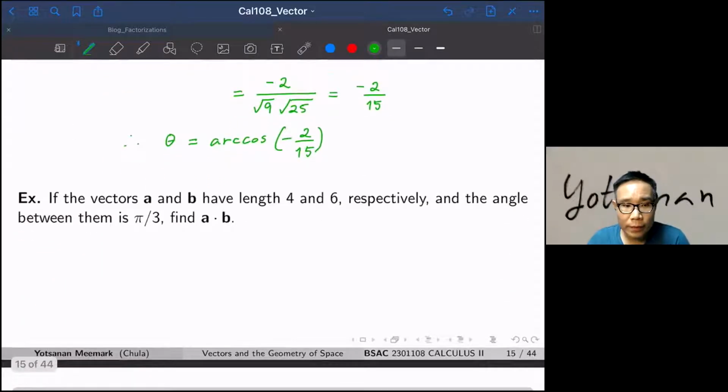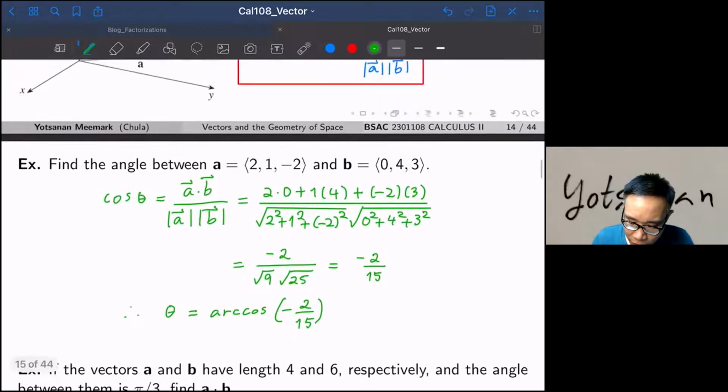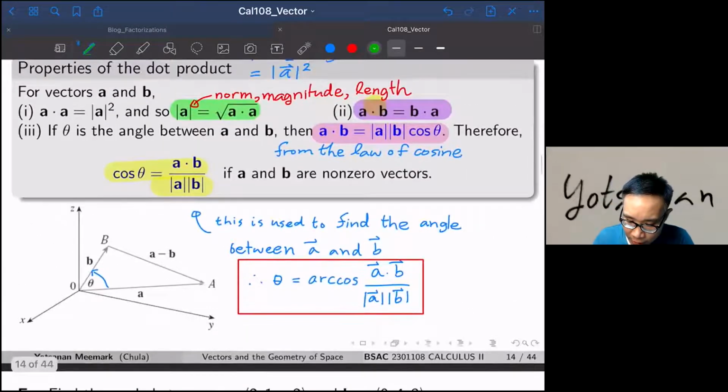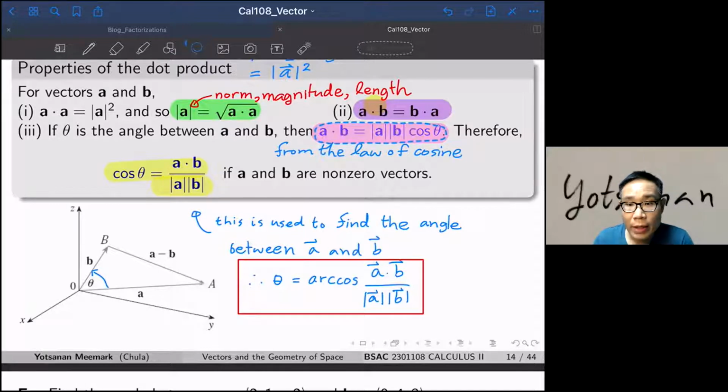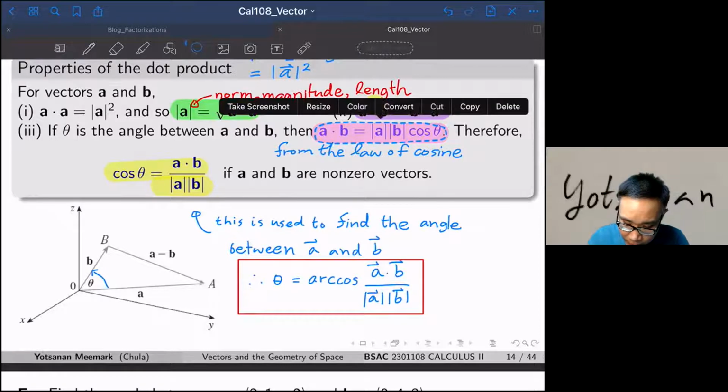The next question asks: if the vector A and the vector B have lengths 4 and 6 respectively, and the angle between them is pi over 3, find A dot B. So we shall apply the formula A dot B equals norm A, norm B, cosine theta.